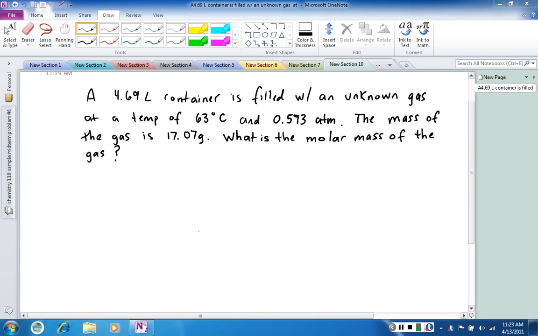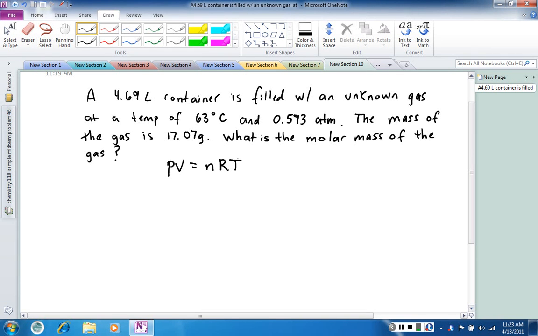Okay, this is number 7 on the sample final. It asks you for the molar mass of a gas. It gives you volume, temperature, and pressure, and it gives you the mass of the gas. This should right away be obvious to you. It's an ideal gas law problem where PV equals nRT.